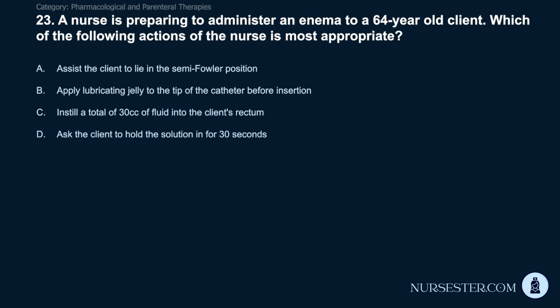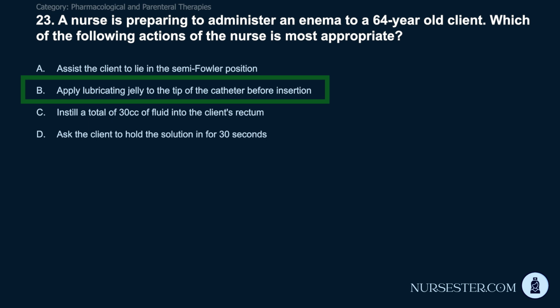23. A nurse is preparing to administer an enema to a 64-year-old client. Which of the following actions of the nurse is most appropriate? A. Assist the client to lie in the semi-Fowler position. B. Apply lubricating jelly to the tip of the catheter before insertion. C. Instill a total of 30 cubic centimeters of fluid into the client's rectum. D. Ask the client to hold the solution in for 30 seconds.